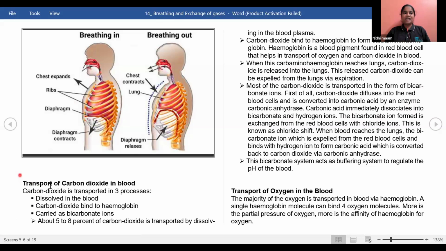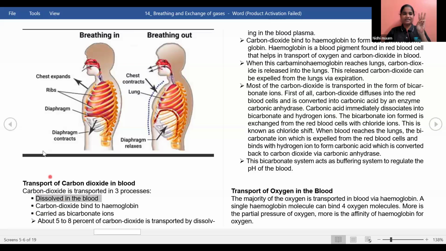So the next one is transport of carbon dioxide in blood. How is the carbon dioxide transported in the blood? The first one is the carbon dioxide will be dissolved in the blood. Second, it binds to the hemoglobin pigment, and third, it is carried as bicarbonate ions. Three steps are there. About 5 to 8% of carbon dioxide is transported by dissolving in blood plasma.